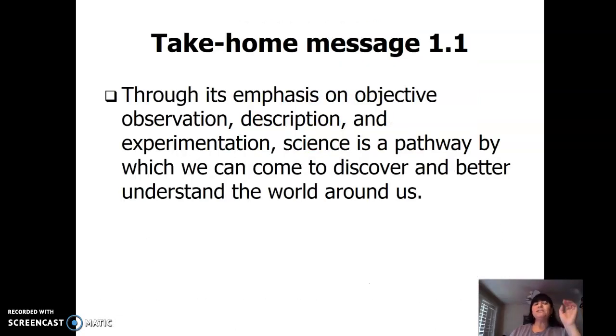So take-home message: through emphasis on objective observation, description, and experimentation, science is a pathway by which we can come to discover and better understand the world around us. Okay, these take-home message slides are really important because they summarize the chapter, right? And so I'm not going to read them to you, but I just did, but I won't in the future.